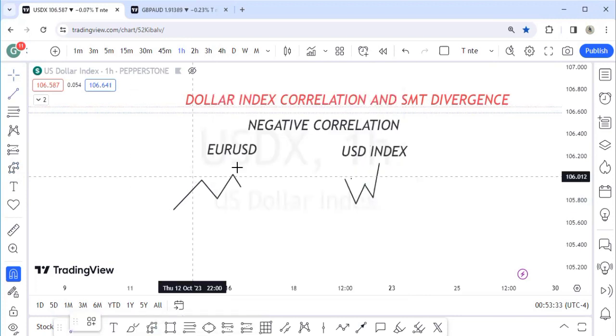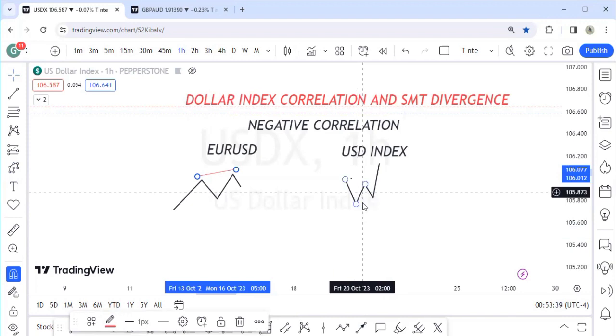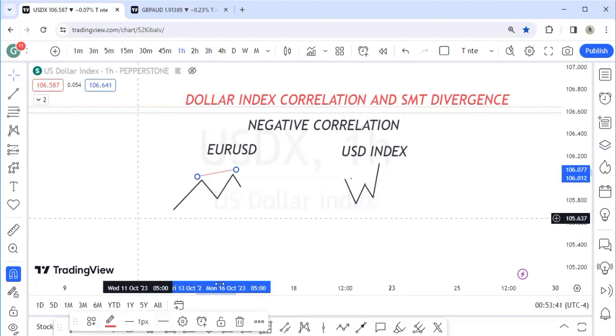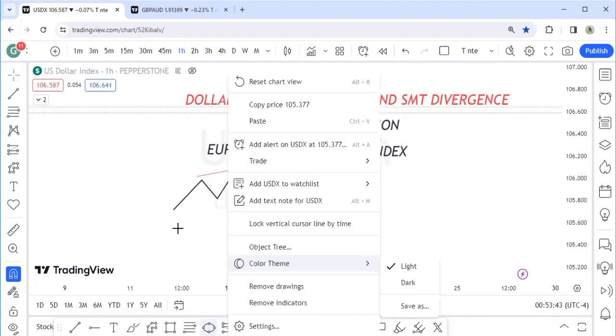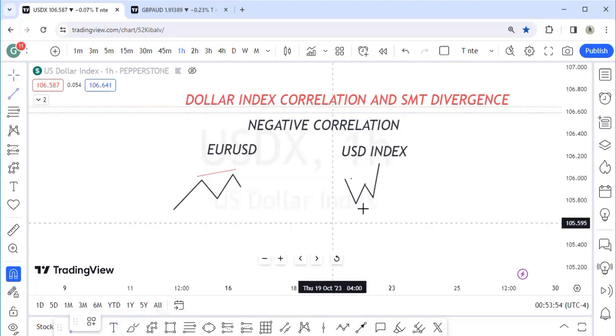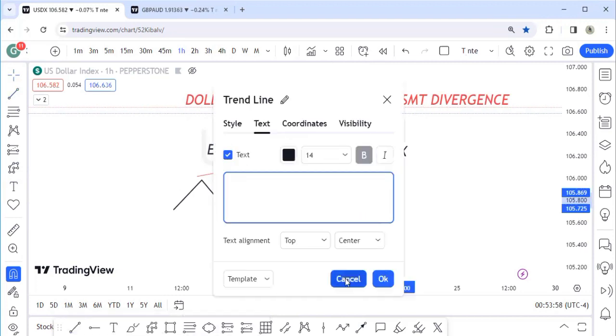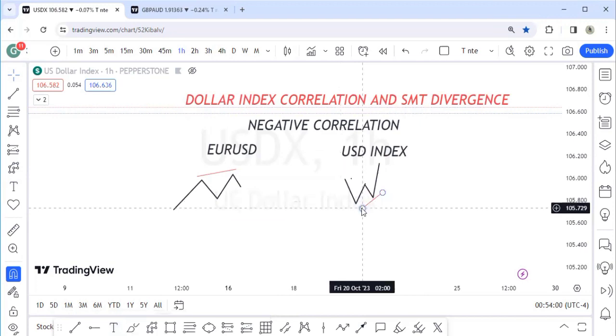You can see the high very clearly formed by euro USD. But now, instead of dollar index forming a low, it fails to make a low. We refer to this phenomenon as the USD SMT divergence. So that simply means that smart money is looking for buys on EUR. That means EUR is very strong and it's refusing to sell. So this is what's referred to as a strength in dollar.